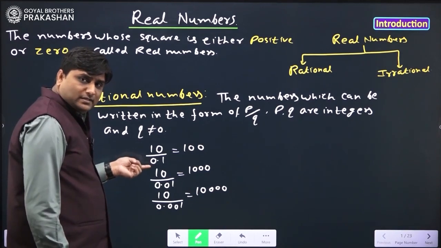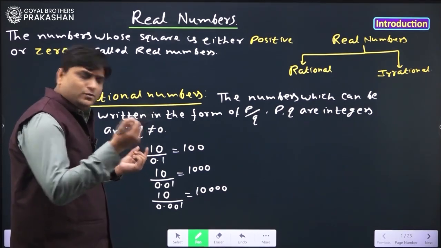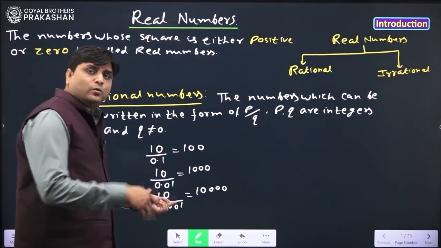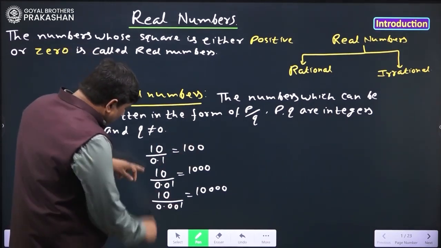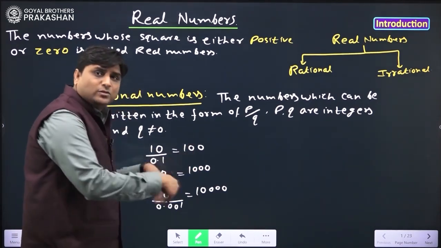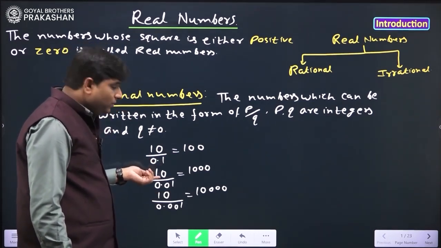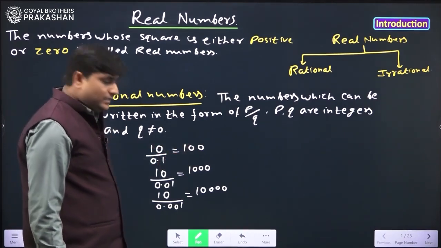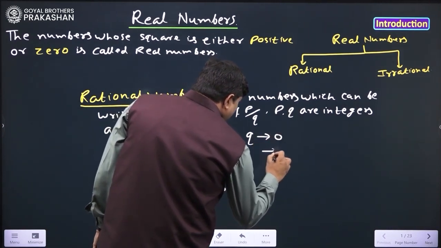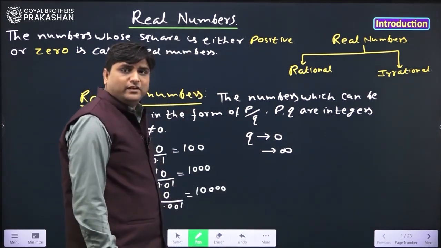So now the question is, if the denominator is approaching 0, 0.1 is a value near to 0. 0.01 is nearer to 0. 0.001 is even nearer to 0. So if the denominator is approaching 0, the value is continuously increasing. So we can say if Q approaches 0, the result approaches infinity. The fraction is approaching infinity.